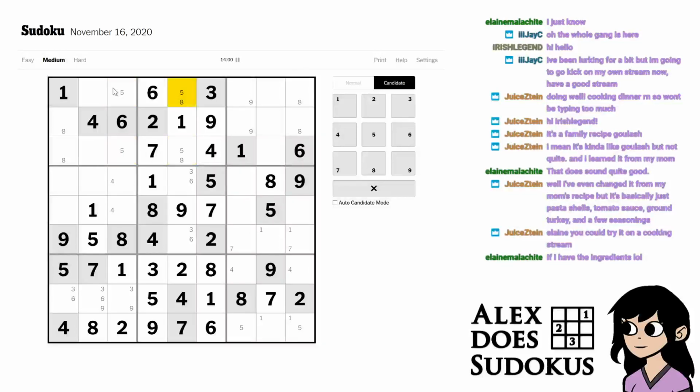I've got 5s locked on rows 1 and 3 in these 2 cages, but I have to have a 5 on row 2. So if you look at where the 5 is, that means 5s have to go in these 2 cells. So that's kind of useful. Okay, so let's look at this row.